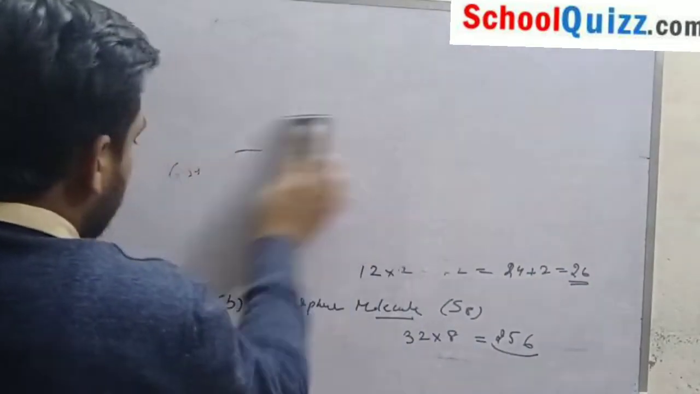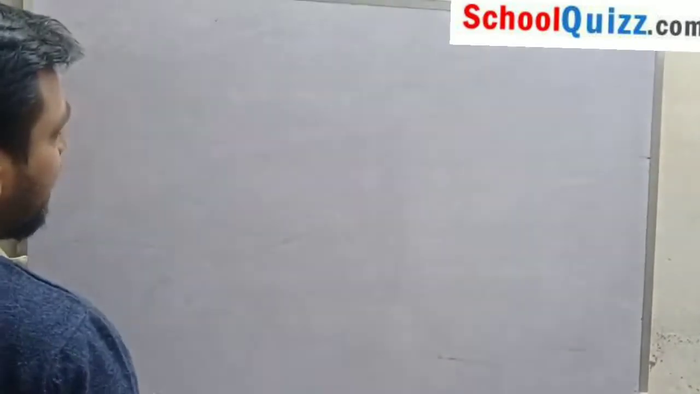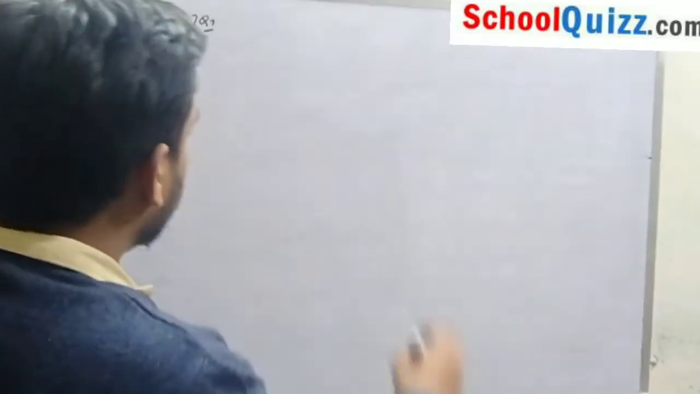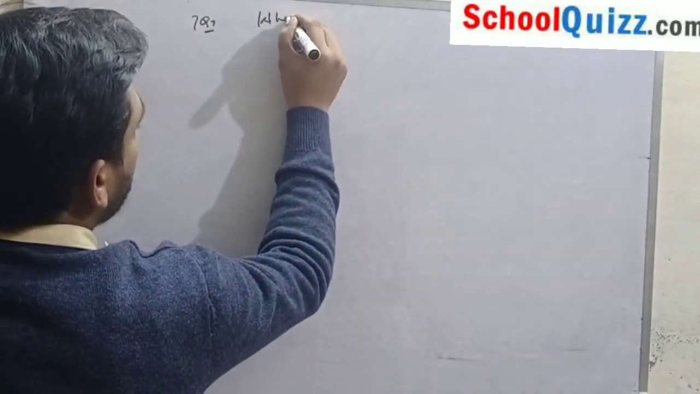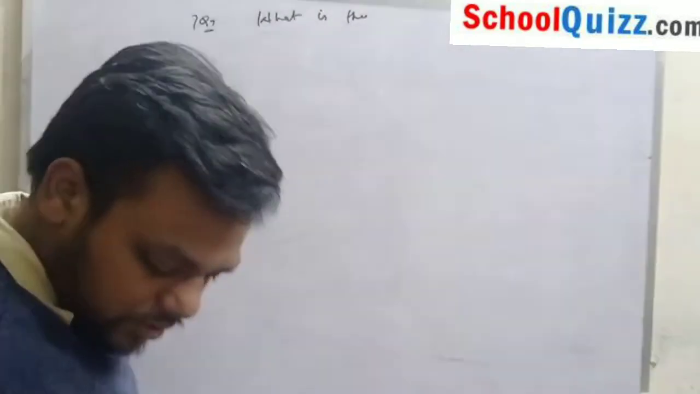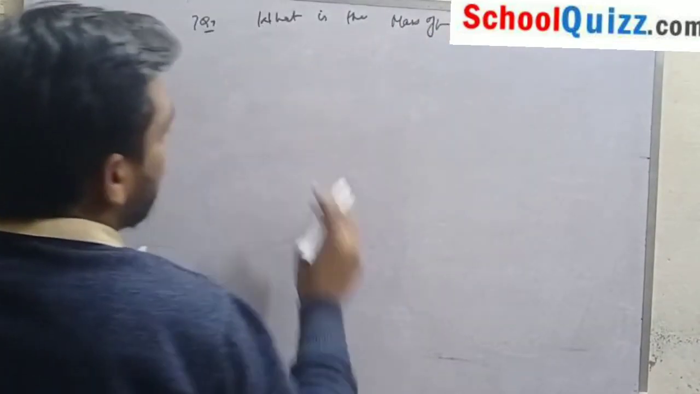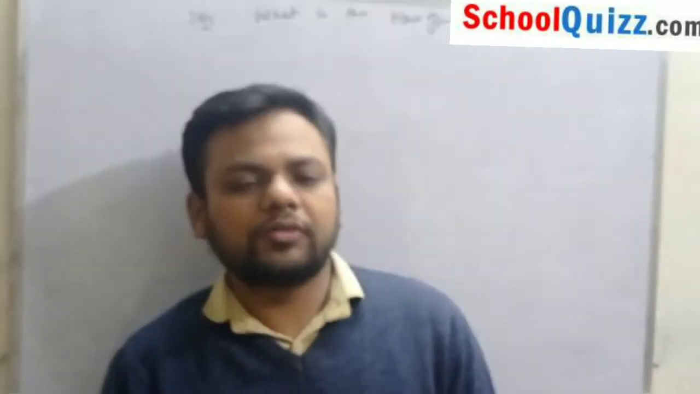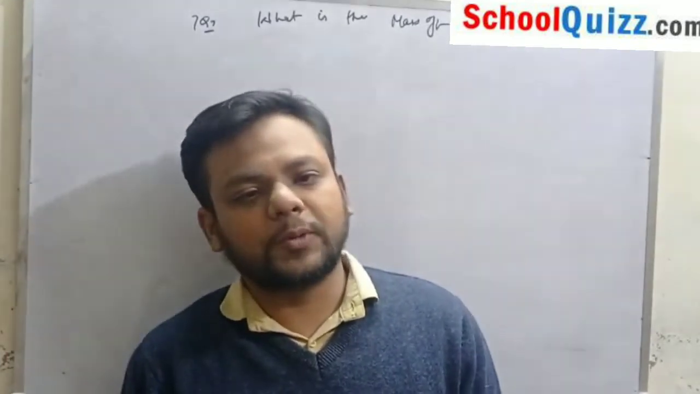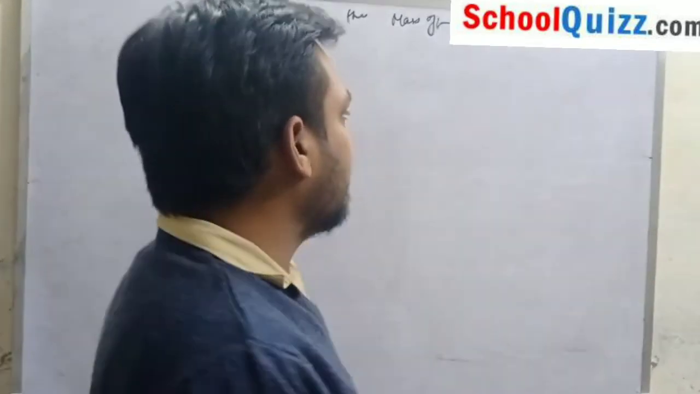If you have any doubts, please comment in the comment box section. Now we proceed to question number 7: what is the mass of? Now numericals come on the basis of the topic mole concept. If you haven't watched my previous video on numericals based on the mole concept, first go and watch that video. I will write only the formulas here.